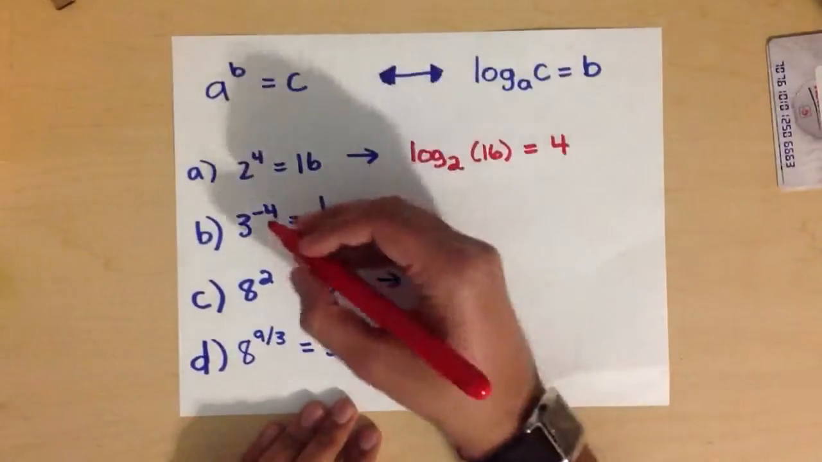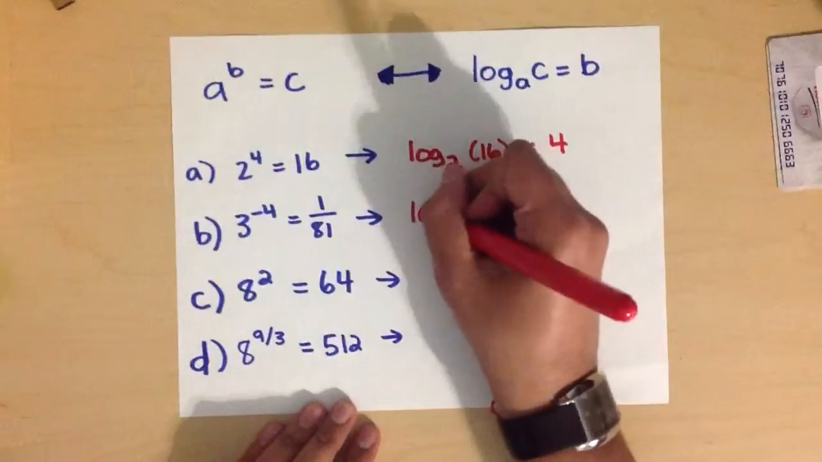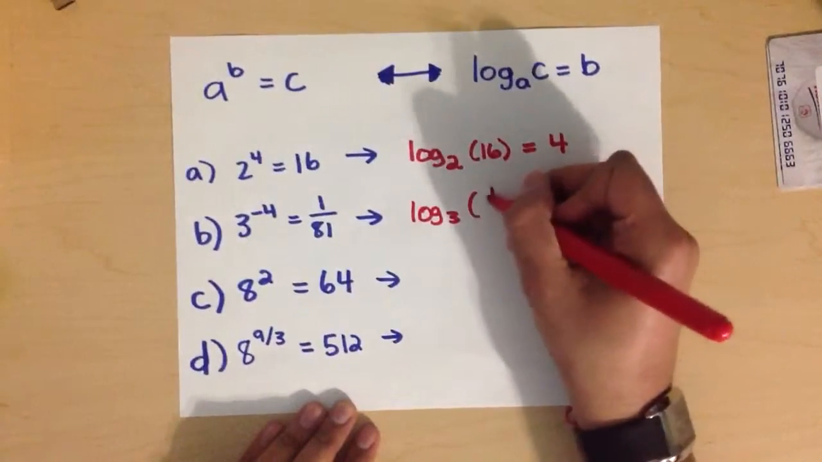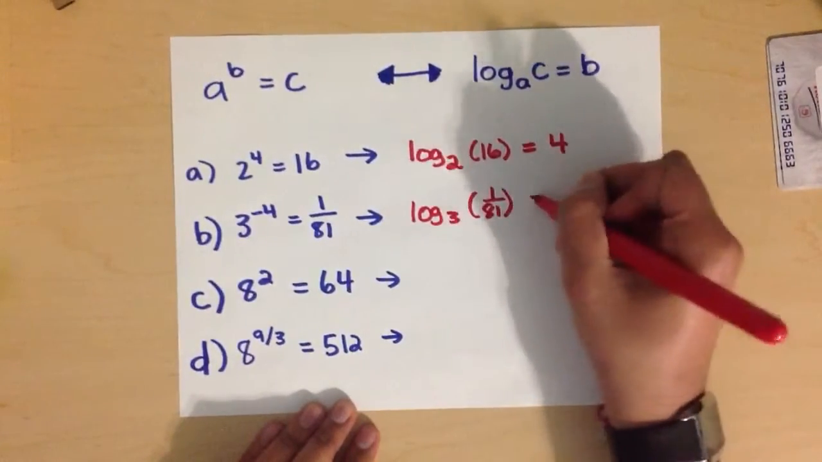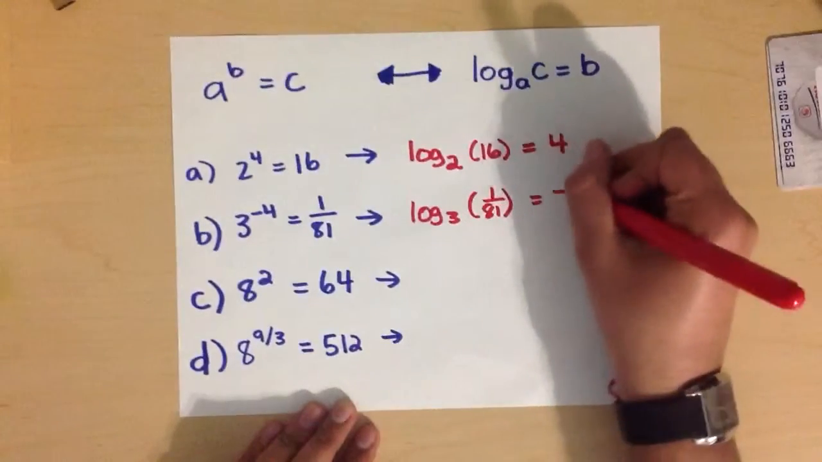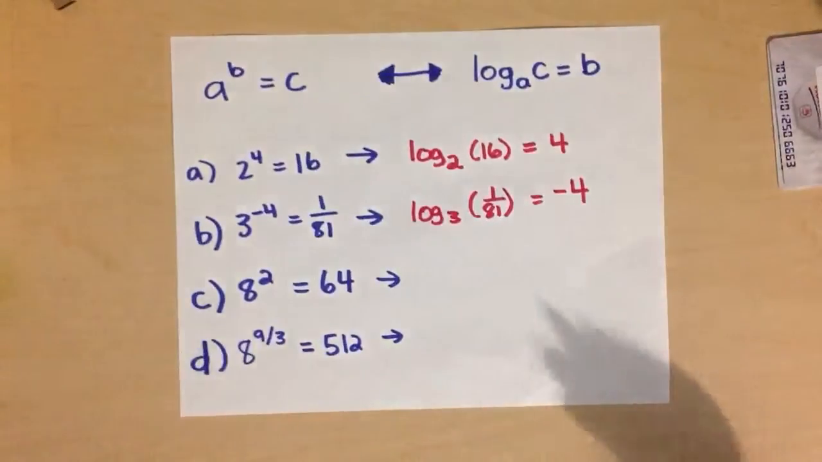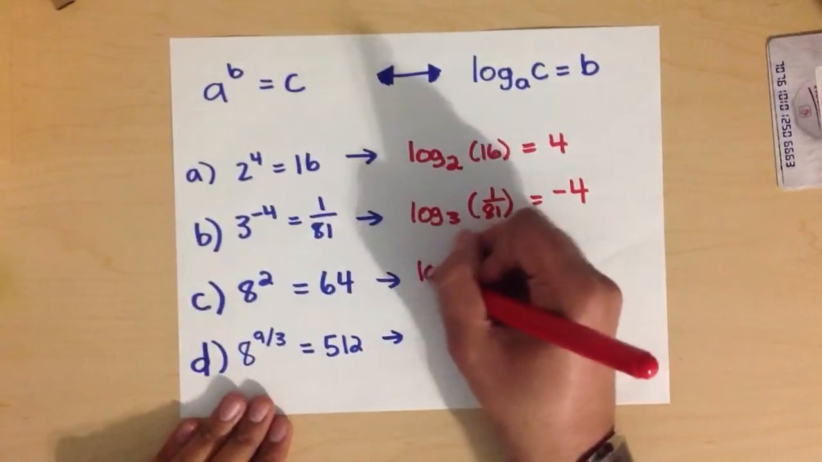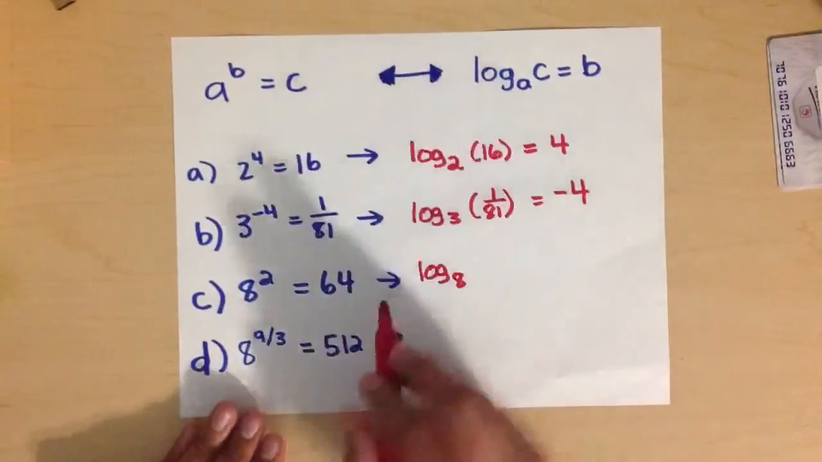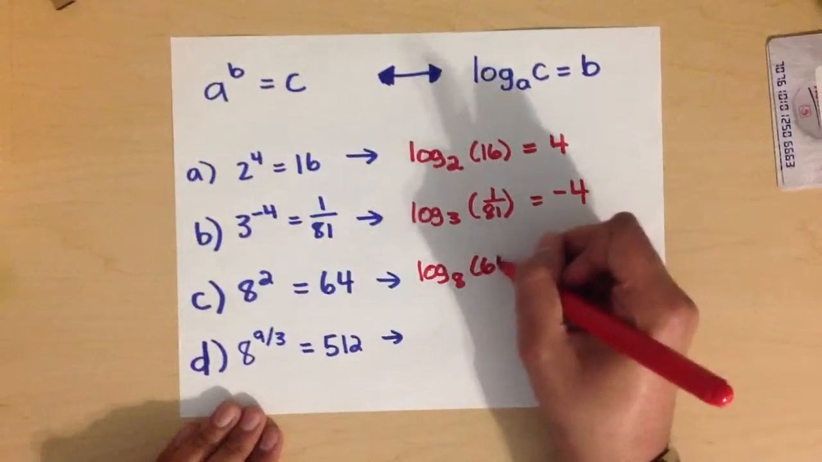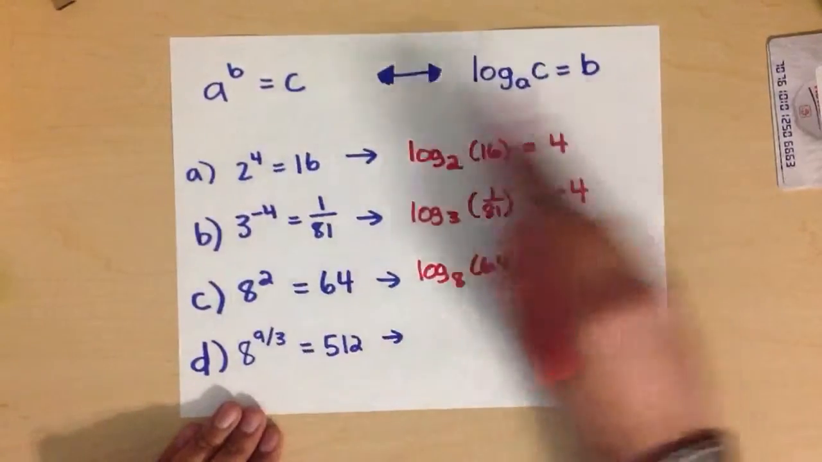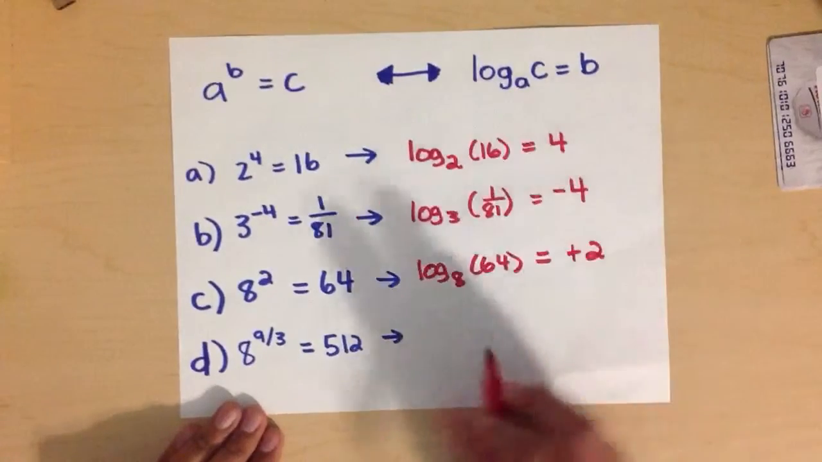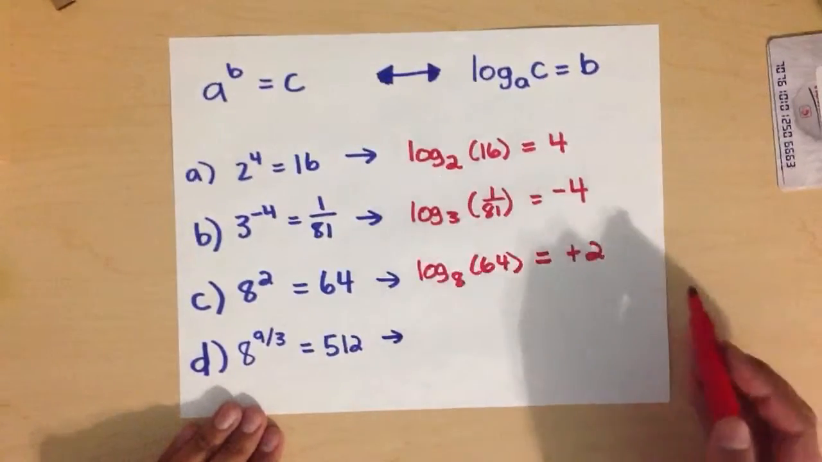Doing the next one, base of 3, so log base 3, and the product is 1 over 81, is going to produce negative 4, which is the power. As you can see, it's pretty simple. Doing this one again, base 8, so we choose base 8 here. The 64 goes here, and the b, which is this top value, is going to be positive 2. Again, 8 squared is equal to 64.